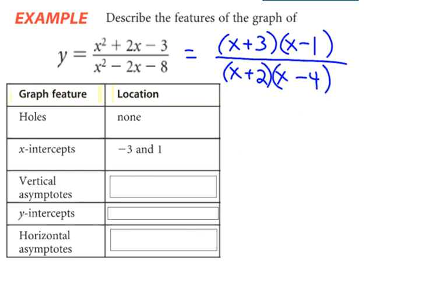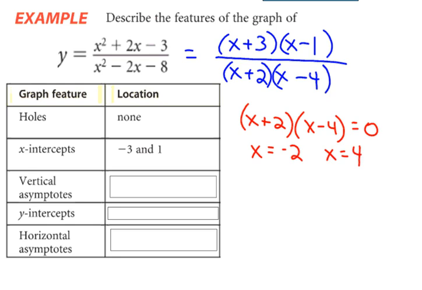Next thing we're going to try to find is the vertical asymptotes, so we have to know our vertical asymptote rule. To find the vertical asymptotes, we find the roots of the denominator. Well, we actually already did this when we were trying to find the holes, but let's do it again. x plus 2 times x minus 4 equals 0. So we know x is going to equal negative 2, and x is going to equal positive 4. So these are going to be the equations of our vertical asymptotes.